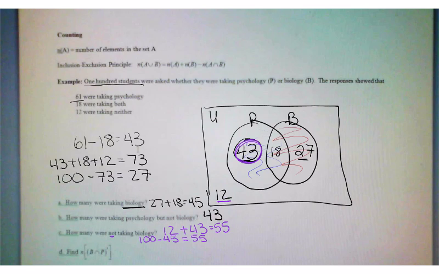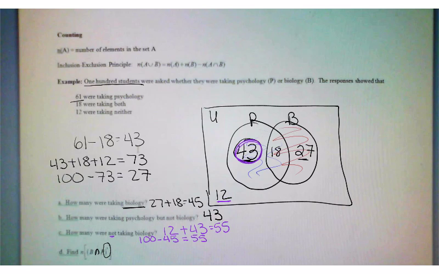So the first thing we're looking at is this symbol here, which is the intersection. So it's saying B intersect P, so the intersection of bio and psych. But then we have this symbol here, which negates it. So we're looking for the number in the complement, the number in not B intersect P. Well, let's take a look.